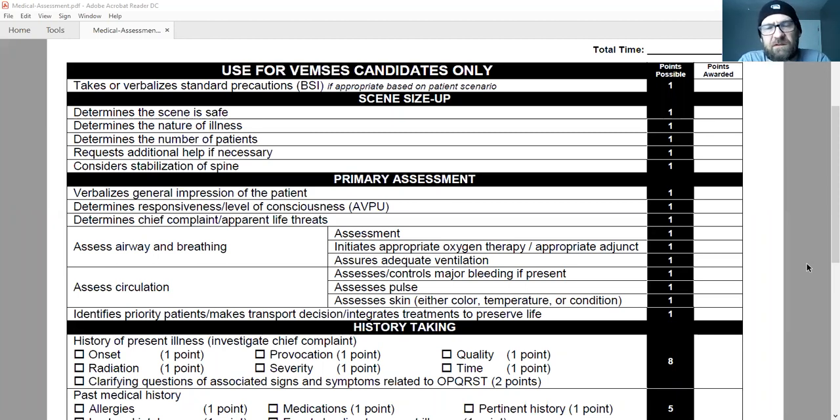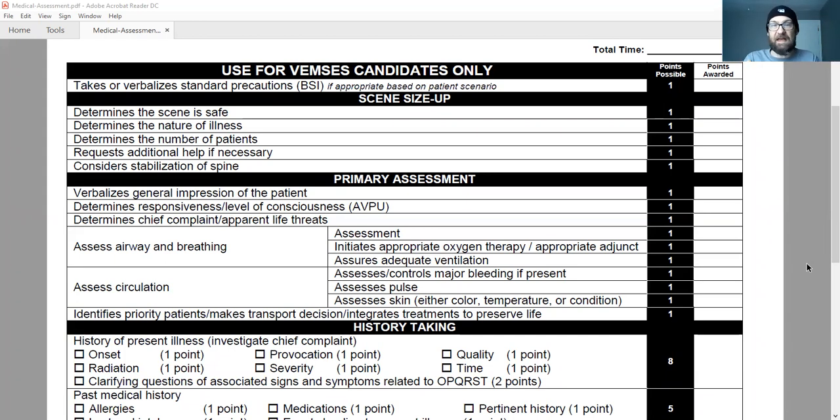And your skin condition looks mostly good. You're very sweaty, but your skin color looks good, and the temperature feels good. You don't feel cold or anything like that. Because of all of this information, I'm going to go ahead and make you a high priority patient. We're going to go ahead and get loaded up into the ambulance and continue our assessments en route to the hospital.